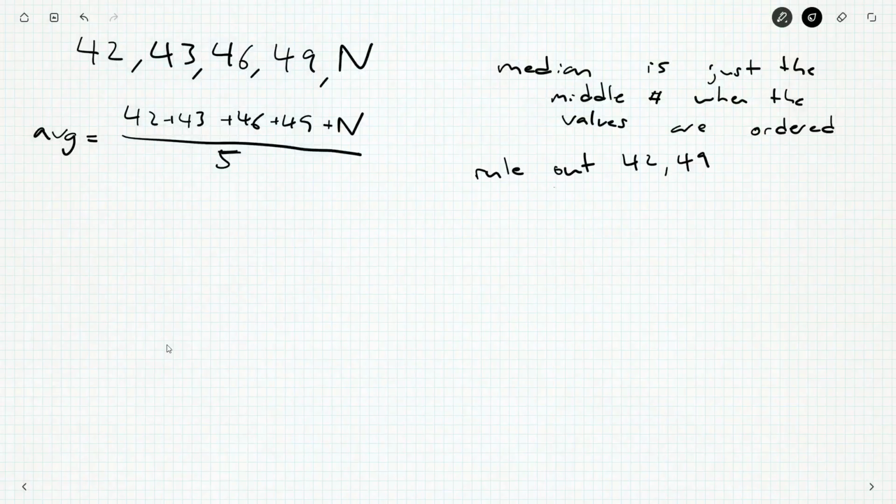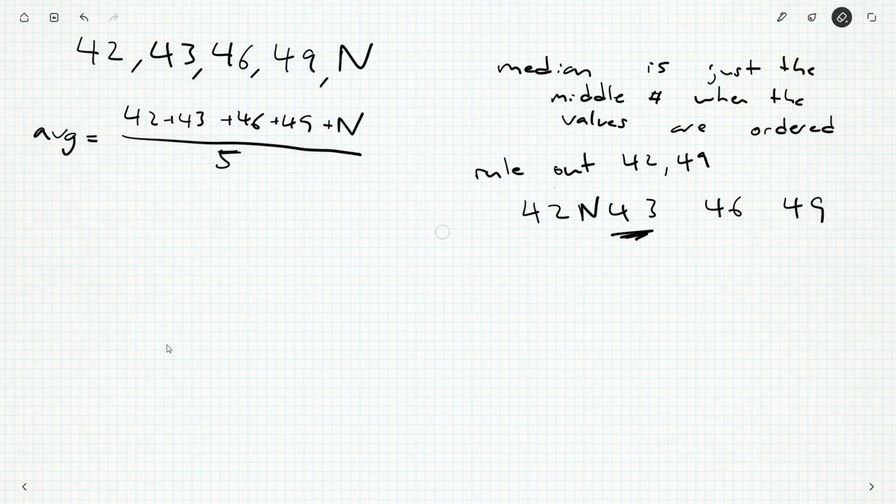No matter what n is, we still have 42, 43, 46, 49. If n is lower, you're going to get 43. If n is somewhere in here, you're still going to get 43 in the middle. If n is in between 43 and 46, like say n is 44, then n is in the middle. If n is more than or equal to 46, then 46 is the one in the middle. But if n is more than 49, 46 is still the one in the middle. So it's never going to be 42 or 49. And that can cut our work in half.